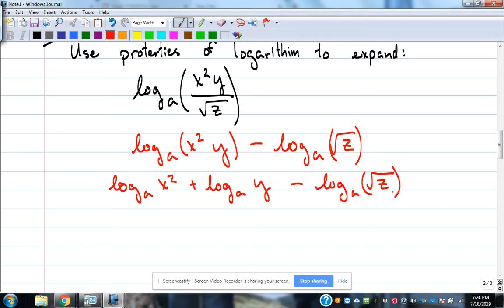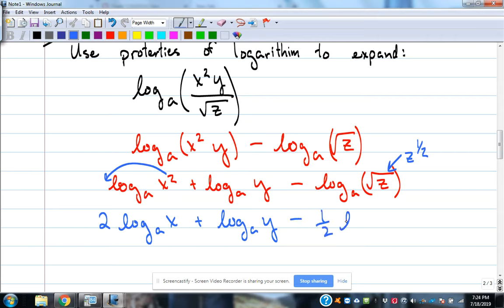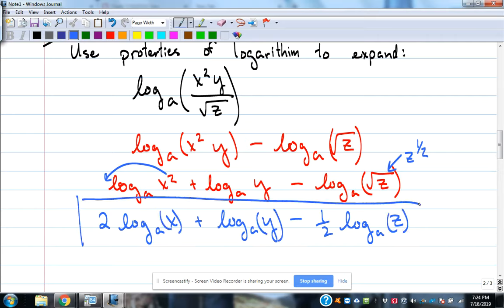Okay, and then we can do the power rules. Keep in mind that the exponent for a square root is 1/2 power, and so this 2 comes down to the front, so it's 2 log base a x plus log base a of y minus 1/2 log base a of z. And there we have completed the expansion of that logarithm.